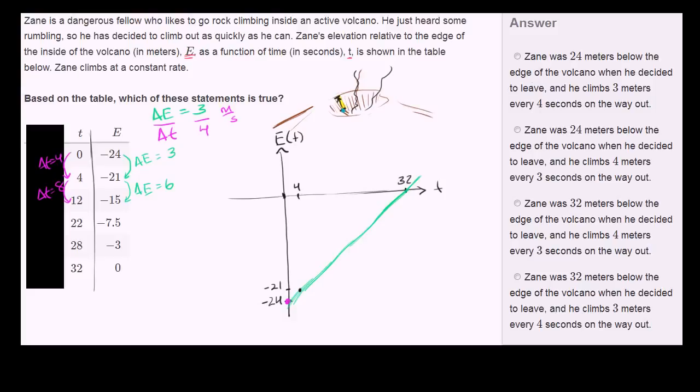So which of these choices is correct? Zane was 24 meters below the edge of the volcano when he decided to leave, and he climbs 3 meters every 4 seconds on the way out. That seems right. He climbs 3 meters every 4 seconds. So we're going to go with that one. Let's make sure that these aren't right. Zane was 24 meters below the volcano when he decided to leave, and he climbs 4 meters every 3 seconds. No. It's 3 meters every 4 seconds. So that's not right. Zane was 32 meters below the edge of the volcano. No, that's not right either.